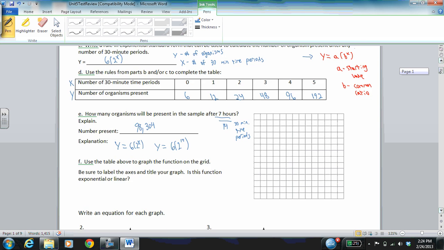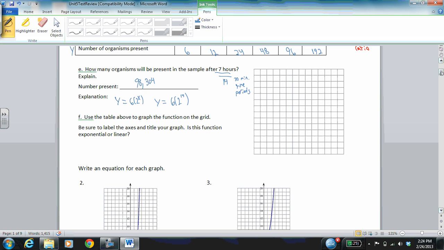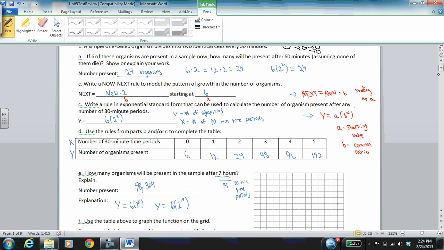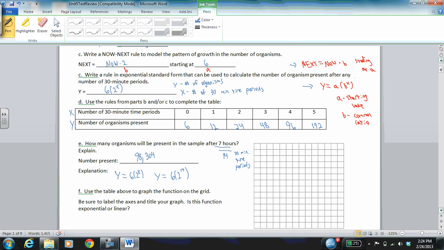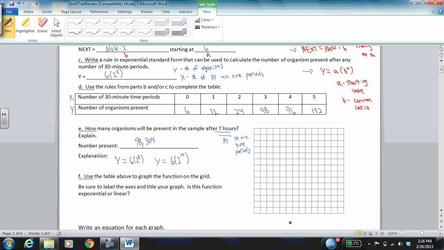Now part F says, use the table above to graph the function on the grid. Be sure to label the axes and title your graph. So I'm going to focus on that first. Let's label the axes and title our graph. So x-axis, this is going to be number of 30-minute time periods.